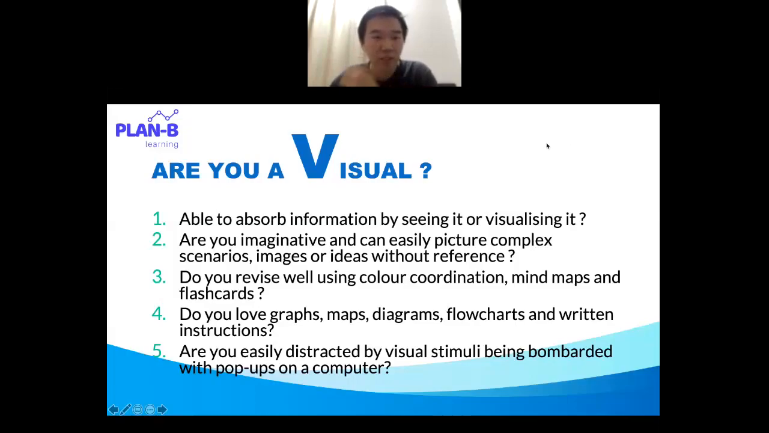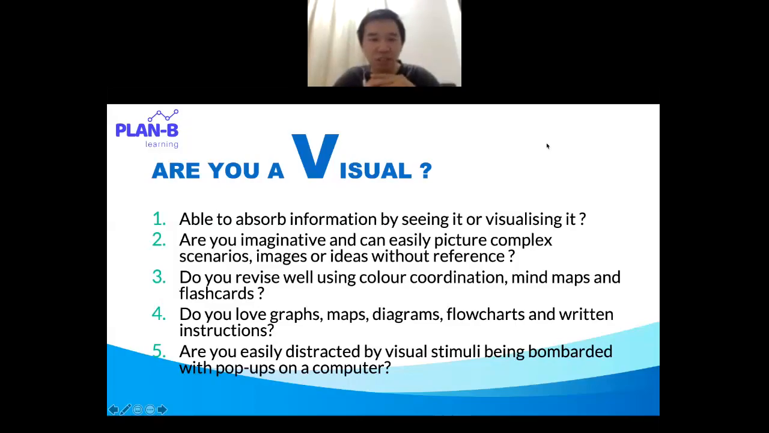Okay, good. The third question, do you revise well using color coordination, mind maps, and flashcards? If you are type 3, it means you can usually receive information quickly if it is colorful. Okay, good. Do you love graphs, maps, diagrams, flowcharts, and written information? If you are type 4, for visual dominant, you usually like these graphs, diagrams, flowcharts, something simple. You just look and you understand.